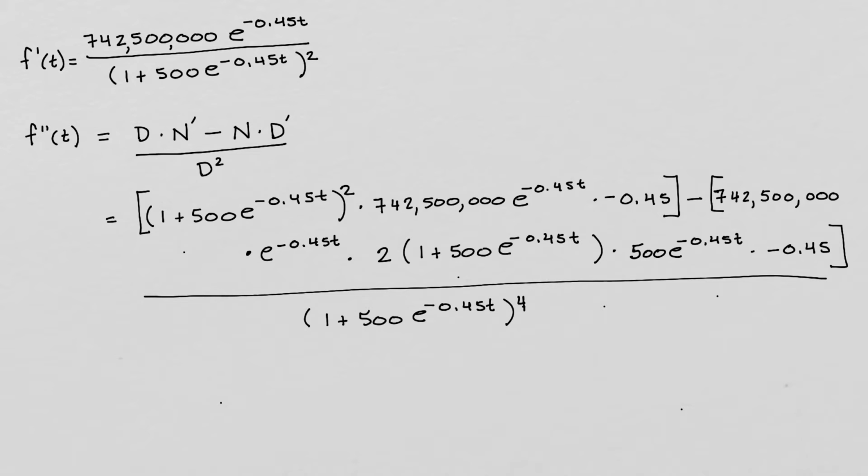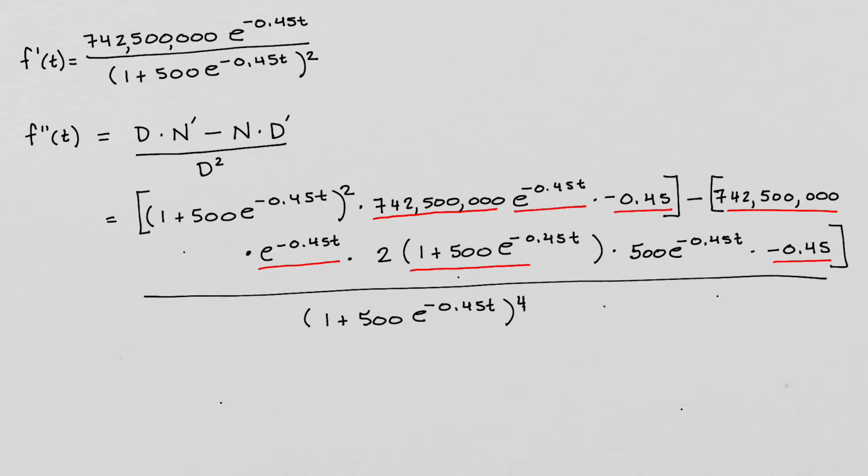Okay, this is a little lengthy. So what I'm going to do is I'm going to look at what can I factor, what's in common. All right, so in the numerator, I have 742,500,000, and I have that in the second part as well. And I have a negative 0.45, and I have that there as well. And what else is in common? E to the negative 0.45t, e to the negative 0.45t.